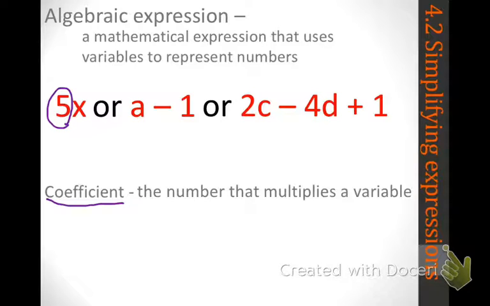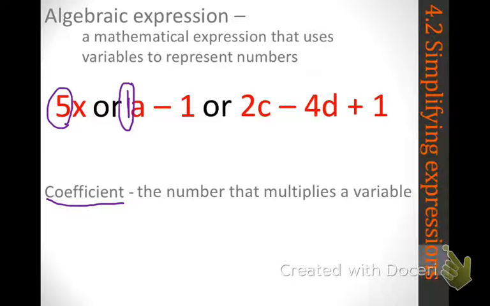The coefficient in the second one, this one's a little tricky, but it's actually 1 because 1 is multiplying the a, even though it's not written there. 1 times a is what that says, 1 times a minus 1. So the coefficient there is 1.